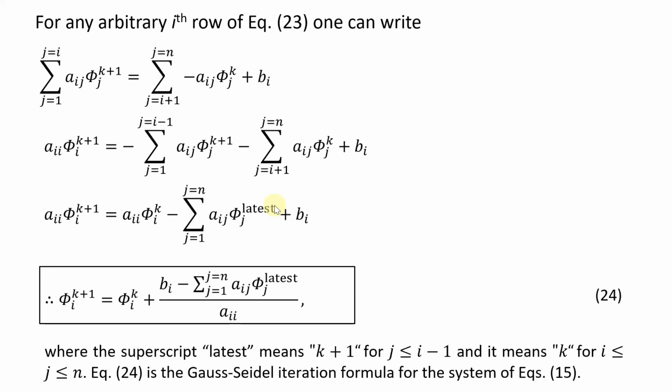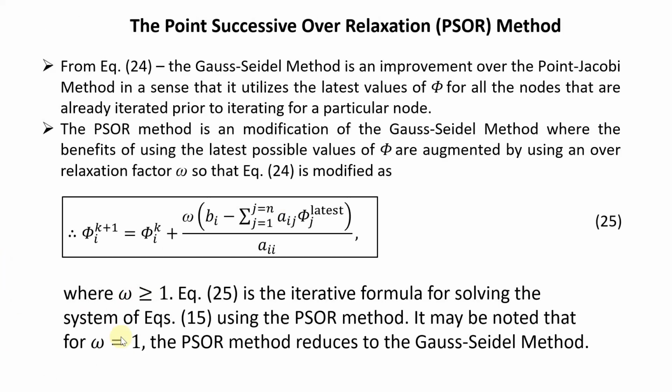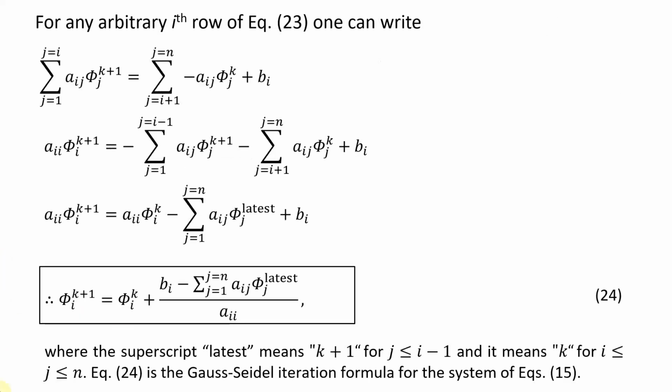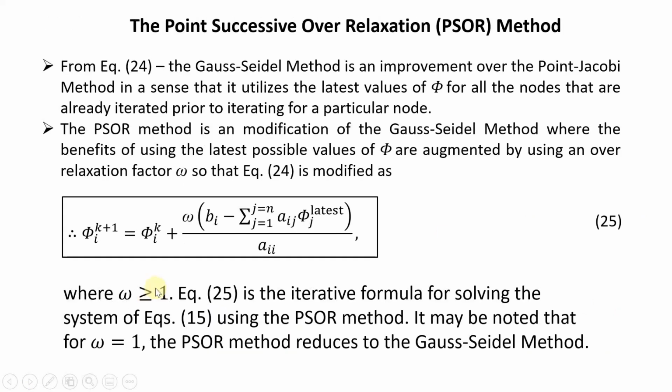Now here there is a further augmentation of the Gauss-Seidel method, that is called the point successive over relaxation method. So here, in order to obtain faster convergence, the second term in the right hand side of equation 24 is multiplied with an over relaxation factor omega, whose value is greater than or equal to 1. It is found that normally for omega between 1.1 to 2, we obtain faster convergence with the same accuracy or similar accuracy as that of Gauss-Seidel or point Jacobi method. So that is given by equation 24.